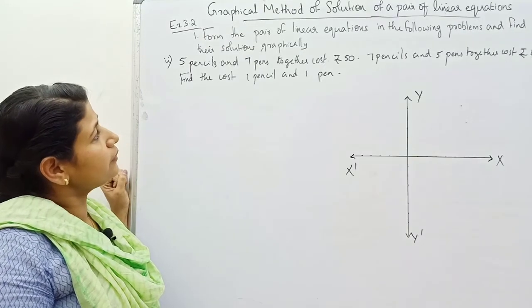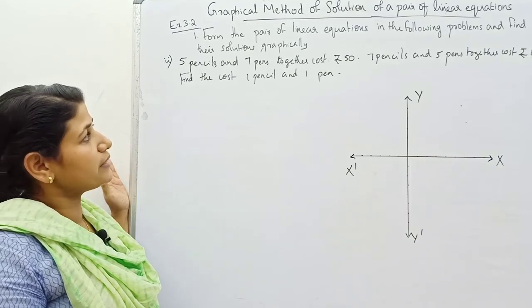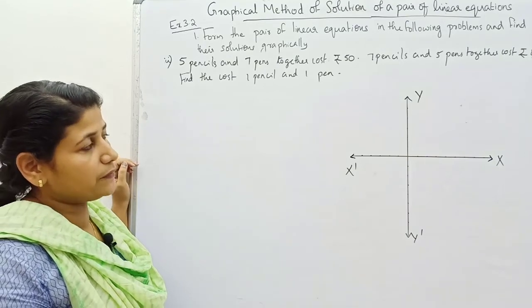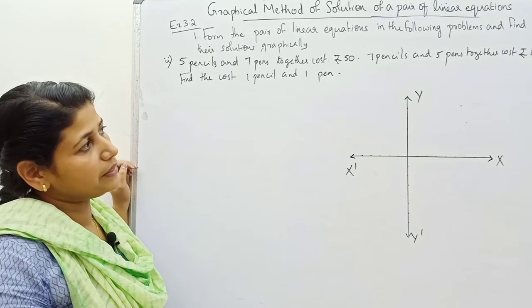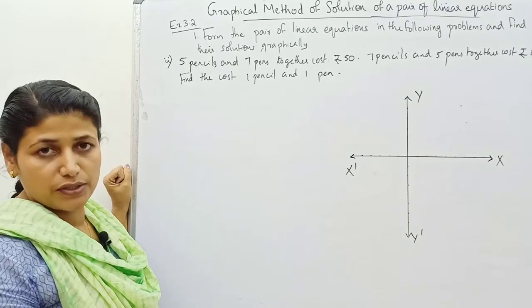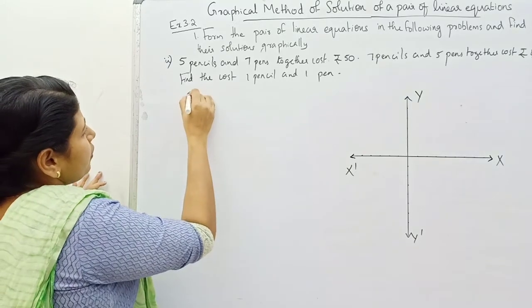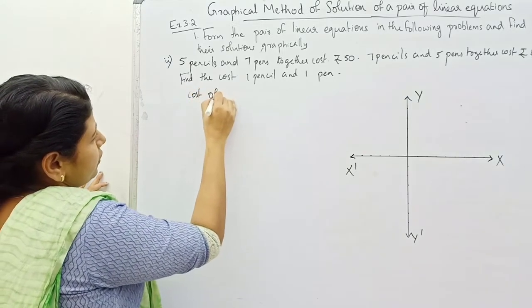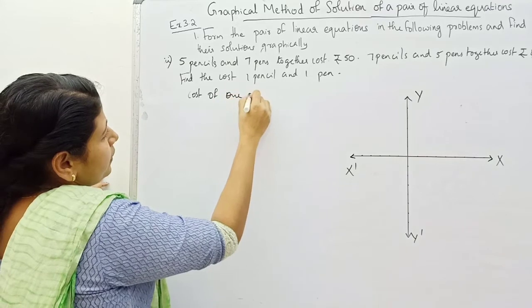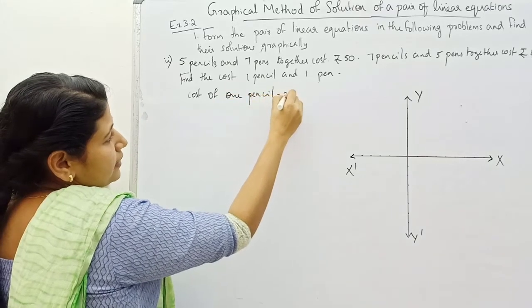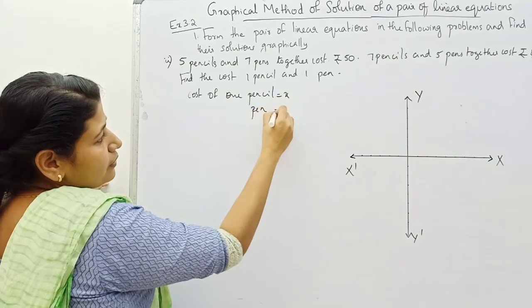Second question. The cost of 5 pencils and 7 pens is rupees 50, and the cost of 7 pencils and 5 pens is rupees 46. Find the cost of 1 pencil and 1 pen. That you know well, isn't it? So take the cost of 1 pencil as x and 1 pen as y.